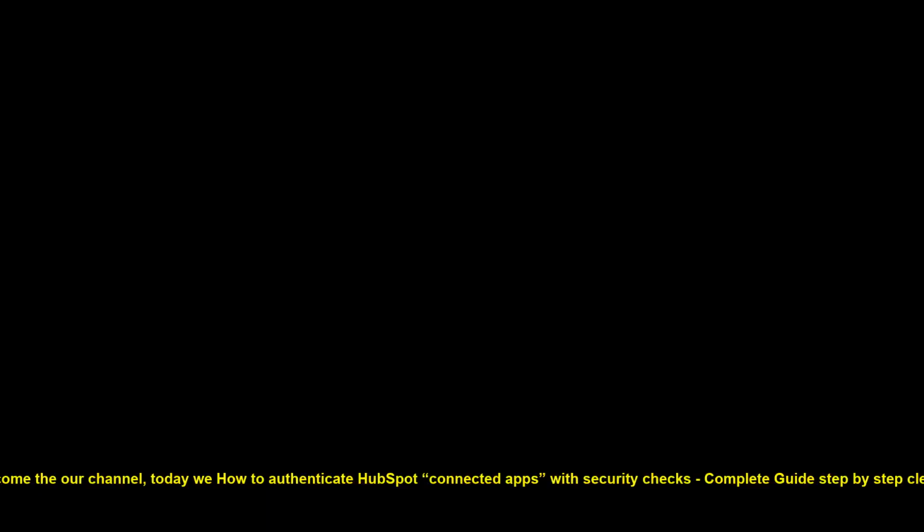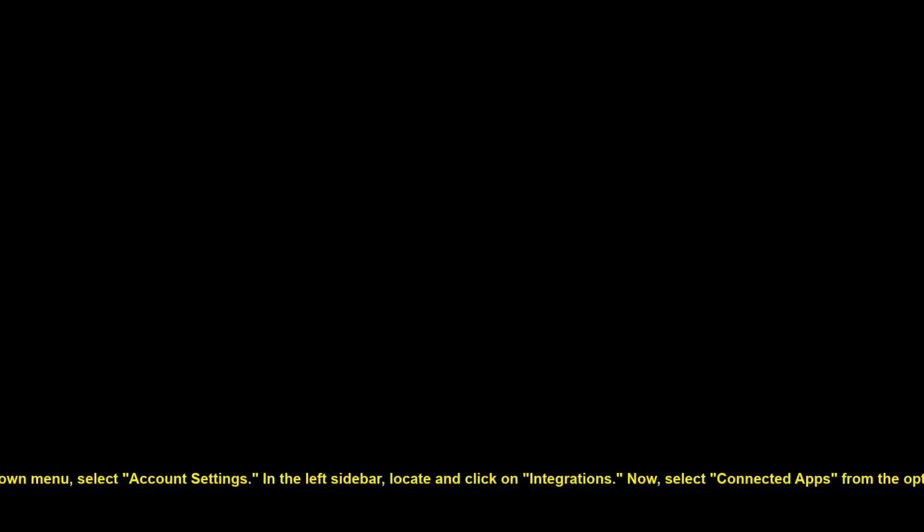clearly. First, log into your HubSpot account. Navigate to the top right corner and click on your profile picture. From the drop-down menu, select Account Settings. In the left sidebar, locate and click on Integrations.